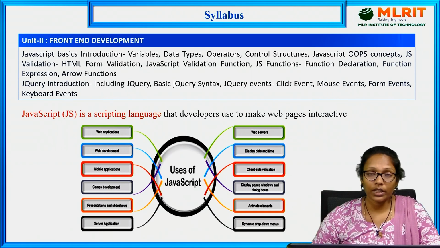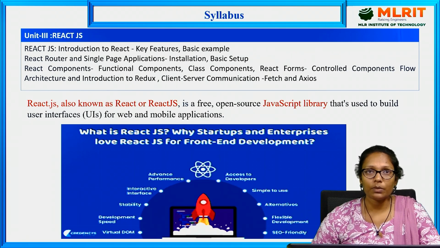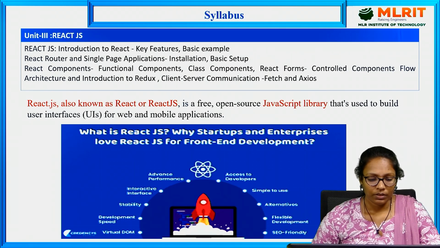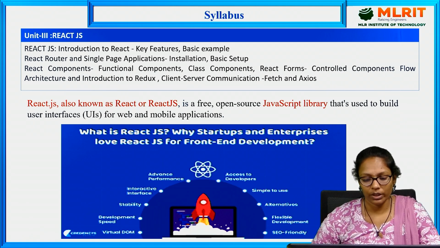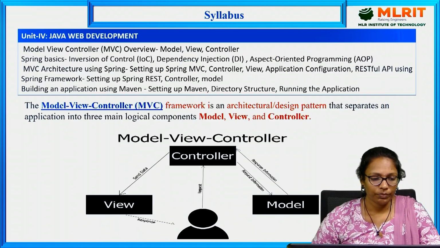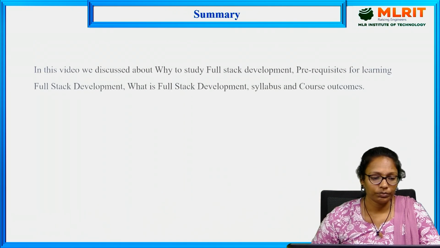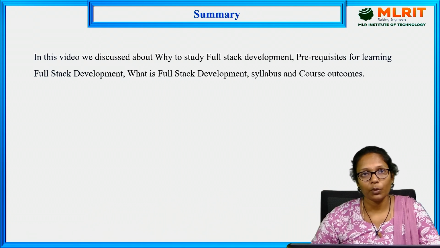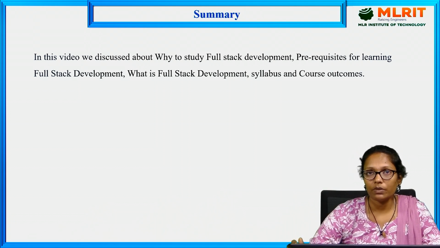And coming to the second unit, it is about JavaScript and also jQuery. The third unit is about React.js, where we have multiple advantages with React.js when we compare with the normal JavaScript or jQuery. And the fourth unit is about Java web development, where it is using the MVC architecture, model view controller. And the last unit is about the database. So that's about this video, introduction to FSD, full stack development.